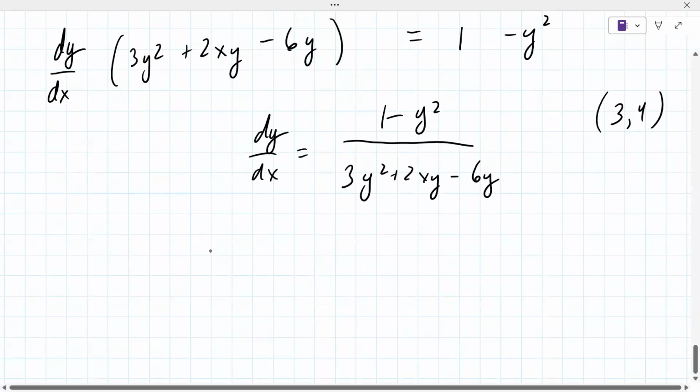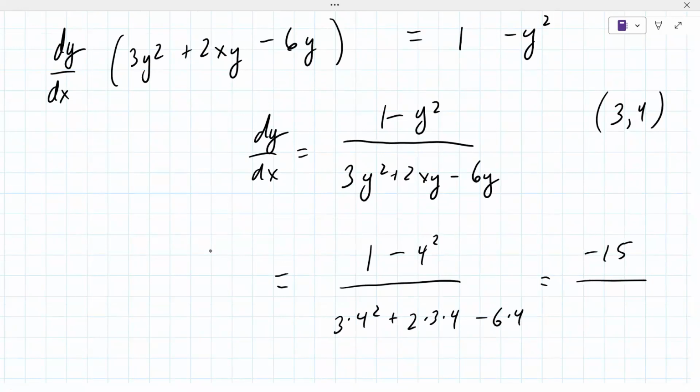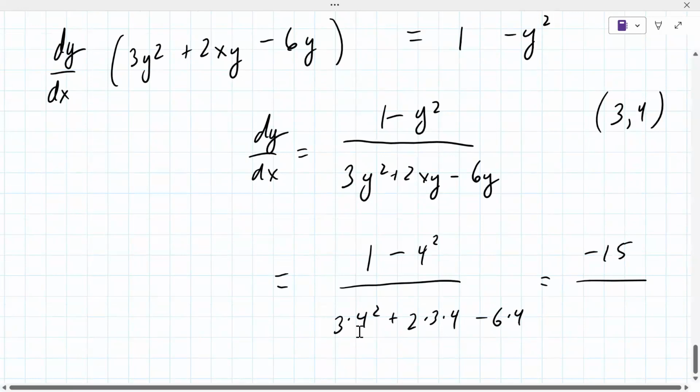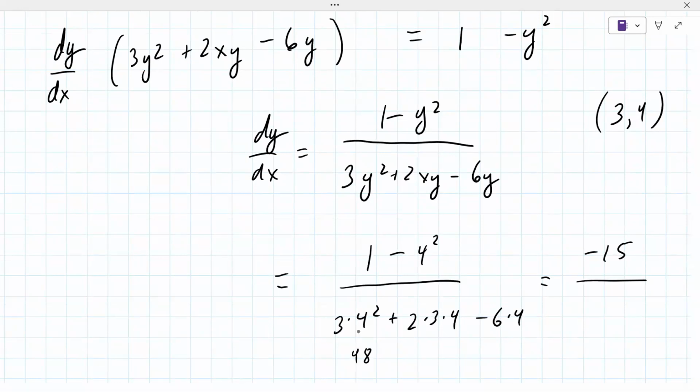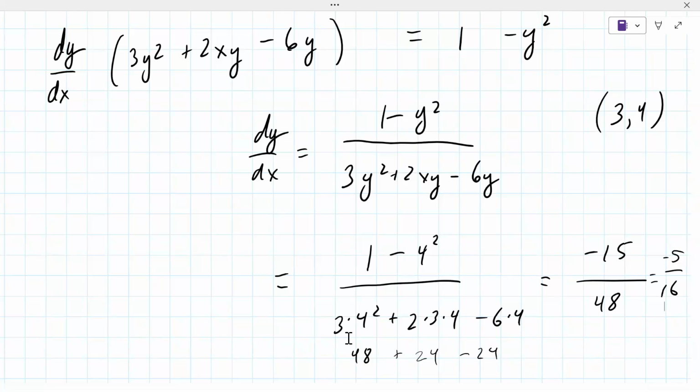So this is 1 minus 4 squared, which is 16. 3 times 4 squared plus 2 times 3 times 4 minus 6 times 4. So negative 15 over, what is that, 48 plus 24 minus 24. And then these divide by 3, so negative 5 over 16. That's your slope. That's just all calculator work. There's nothing special about that.